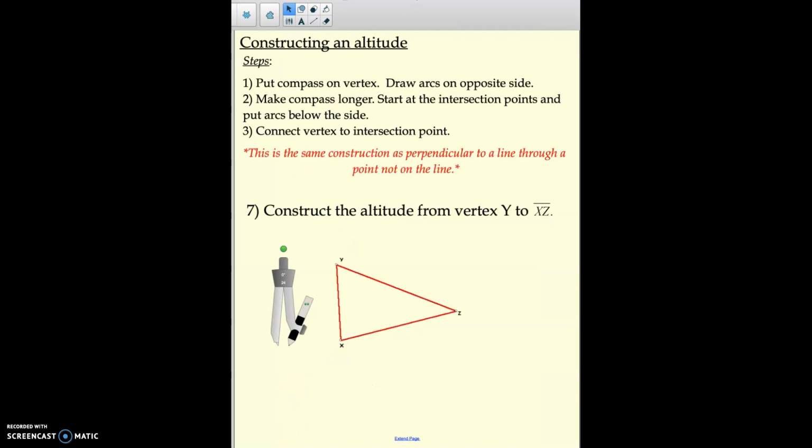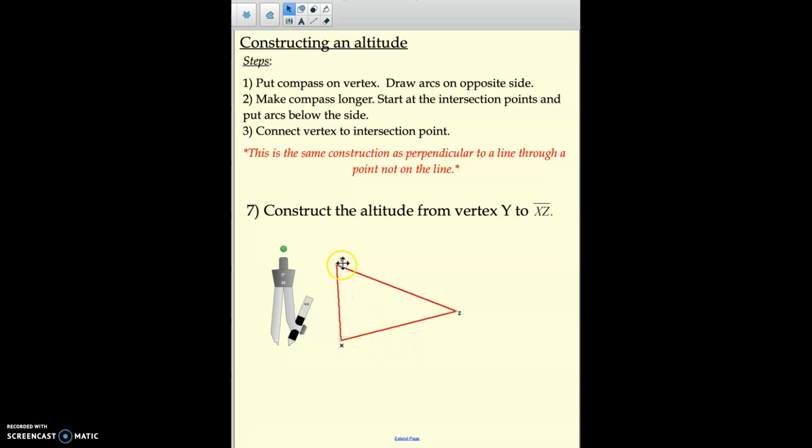Next thing that we want to do is construct an altitude. So our steps here are going to be to put our compass on a vertex and draw arcs on opposite sides. Okay, and then we're going to make the compass longer and start at the intersection points and put arcs below the side. Okay, and then we're going to connect the vertex to the intersection point. This is the same exact construction as drawing a perpendicular line through a point that is not on the line. So for number 7 here, we want to construct the altitude from the vertex Y over to XZ.